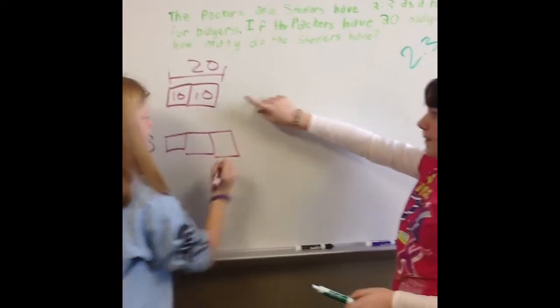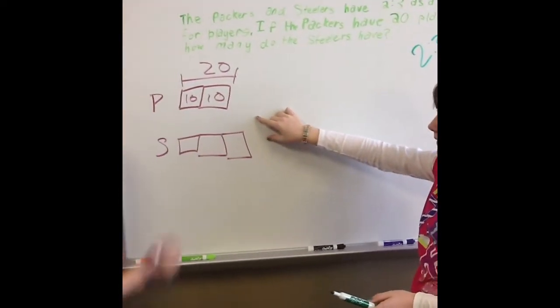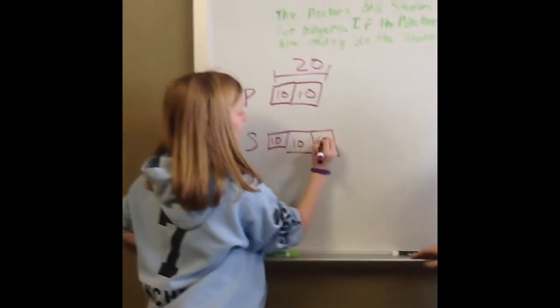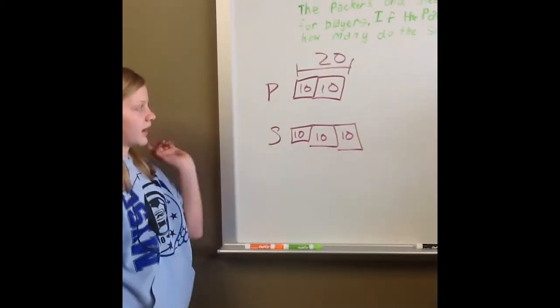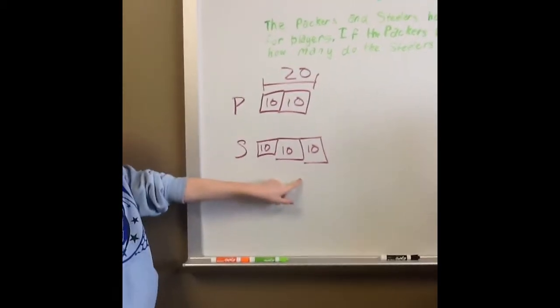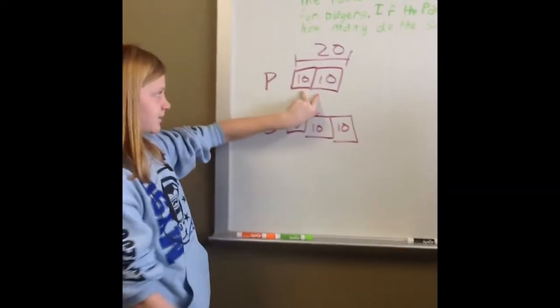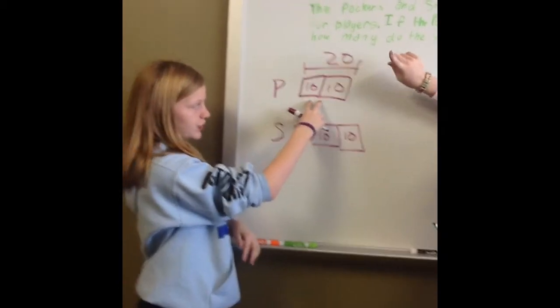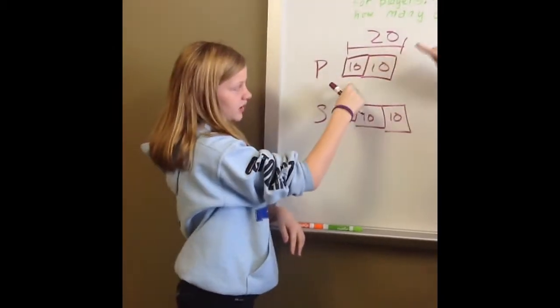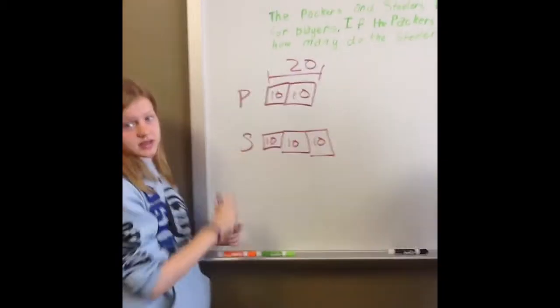And in order for all of them to be equal, you need to write 10 down here because it has to be equal. And 10. They're equal, but they just have one more box. How did you know that it was 10? Well, because there's 2 boxes, and the 2 boxes in total equal 20. And 20 divided by 2 equals 10. So each box equals 10.